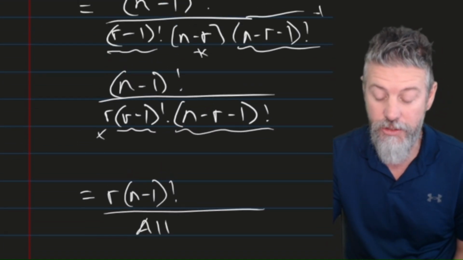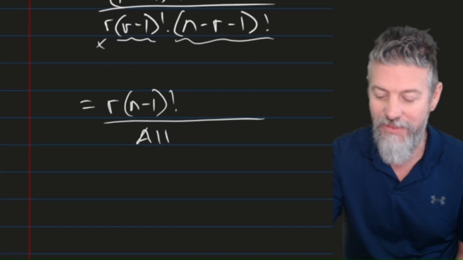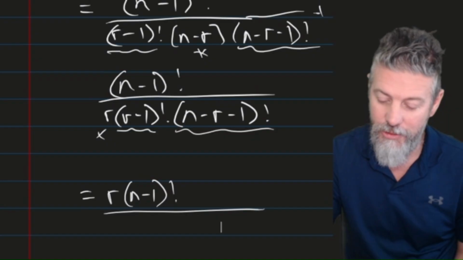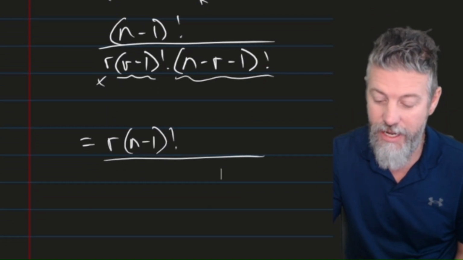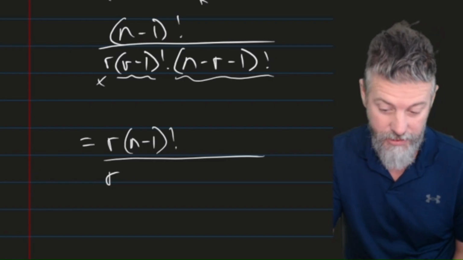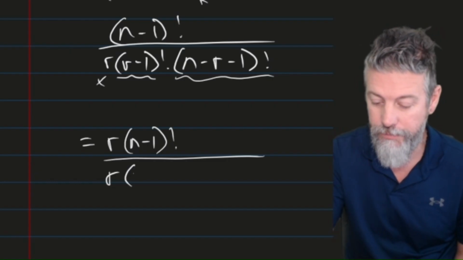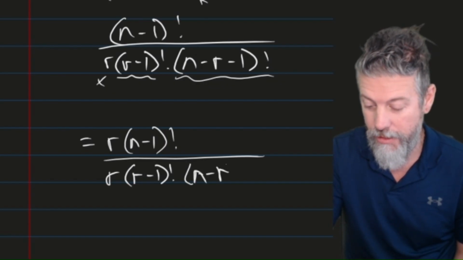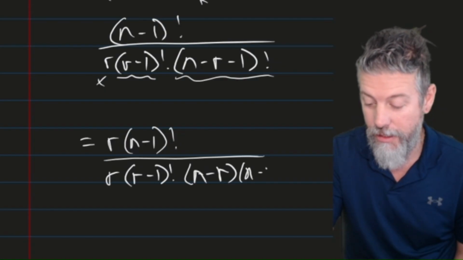Now notice when I do times by the r, let's do the whole thing. So we multiplied across by r. So now down the bottom, the terms we're going to have are r, because that's what we had to cross multiply by, r minus 1 factorial. And then the n minus r was already there, n minus r, and then n minus r minus 1 factorial.